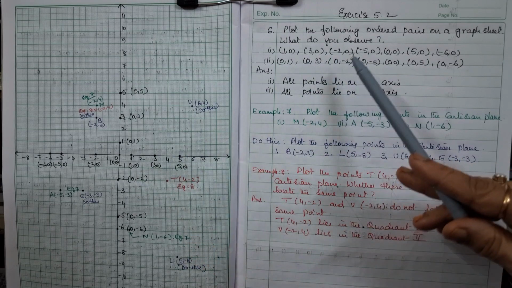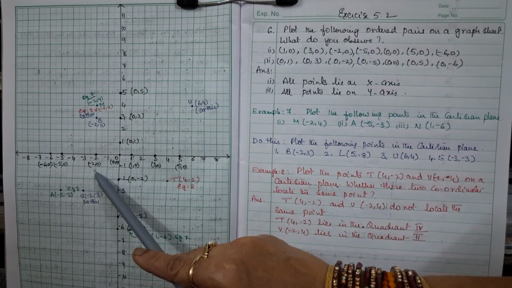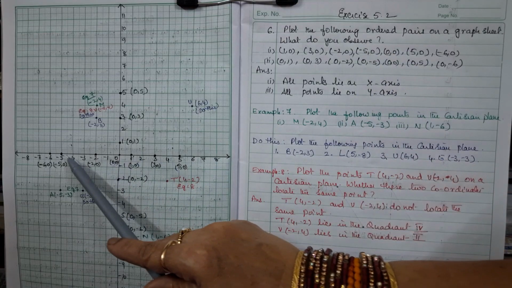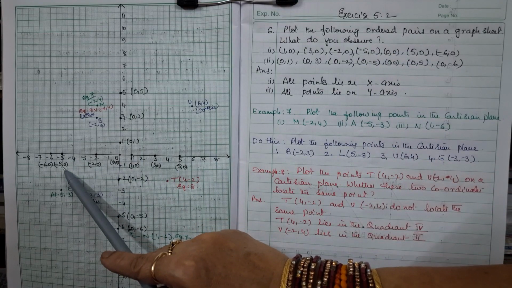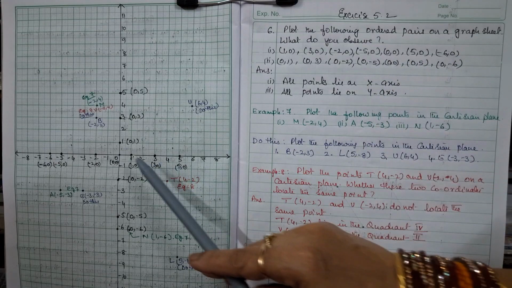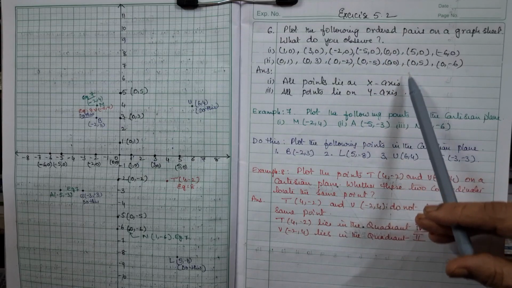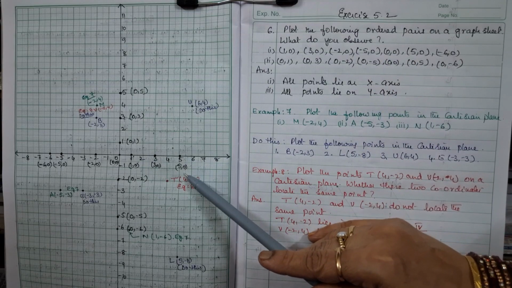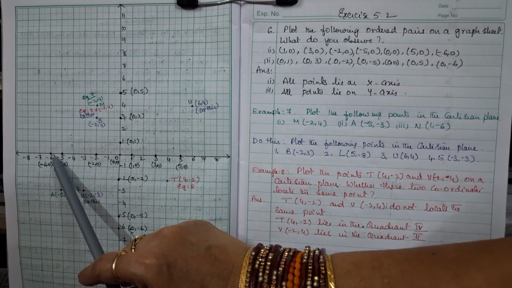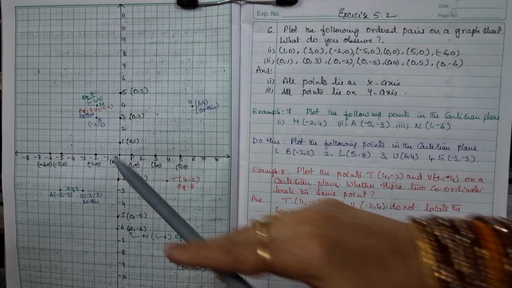Minus 2 comma 0. And minus 5 comma 0. So this is like minus 5 comma 0 is the point. 0 comma 0 is this point. Then 5 comma 0. This is 5 comma 0. Minus 6 comma 0. So these all are the points that I have got here.